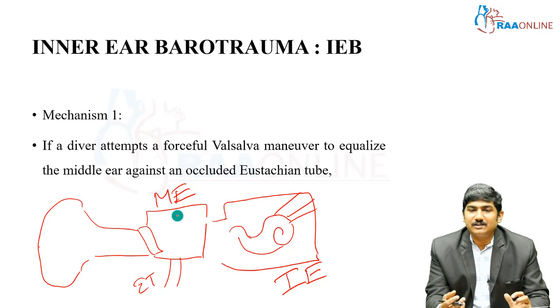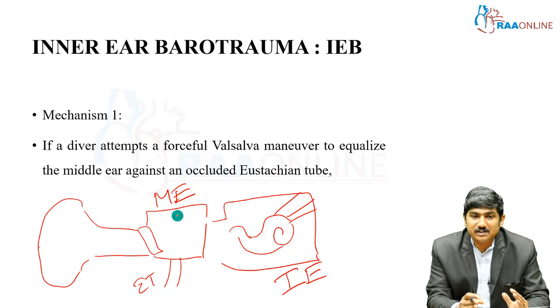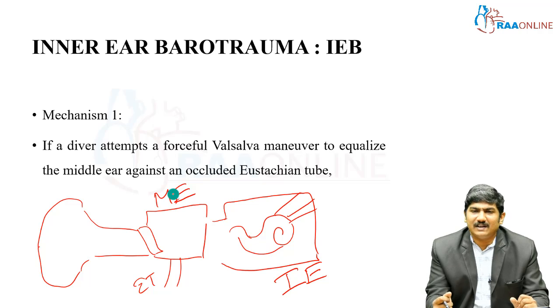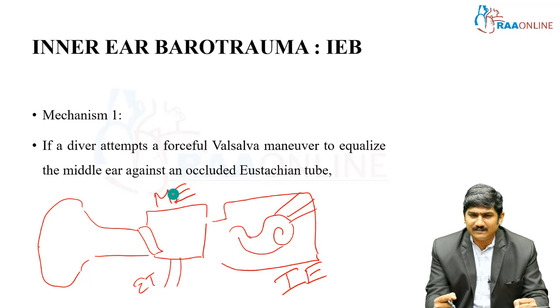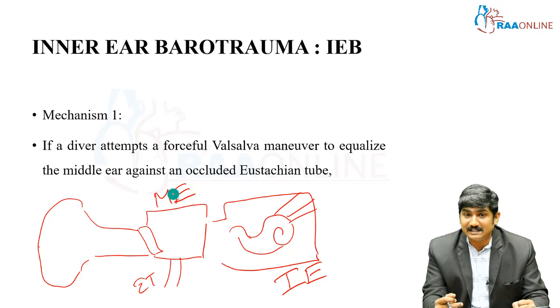So what he is trying to do is the Valsalva maneuver, opening his eustachian tube so that extra air can go inside the middle ear cavity, right? When you're doing the Valsalva maneuver, you can try on yourself, you'll feel that your intracranial pressure is increasing. Intracranial pressure increasing means the pressure of the CSF also increases.